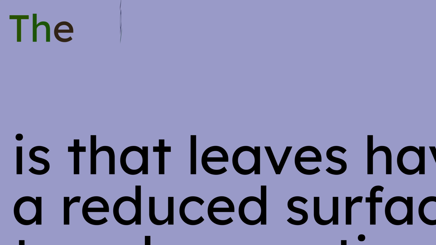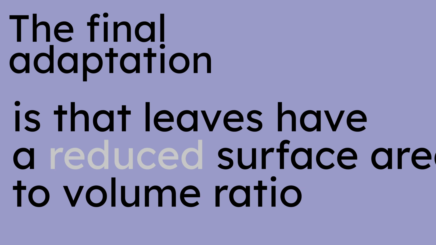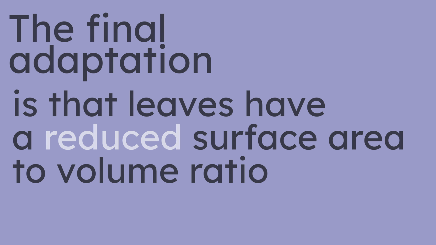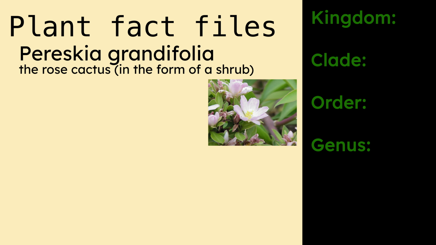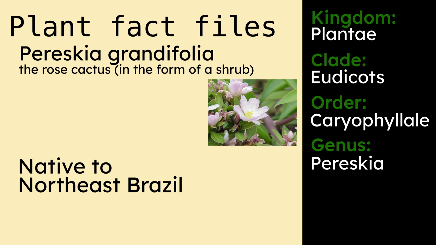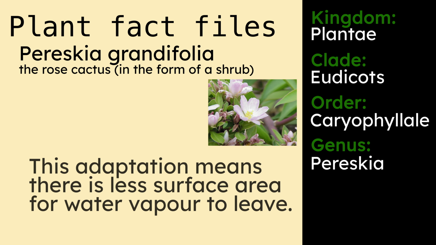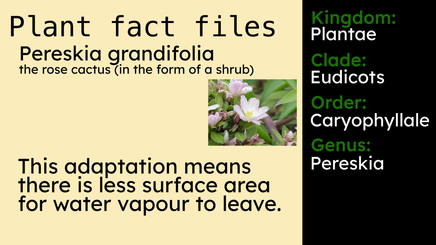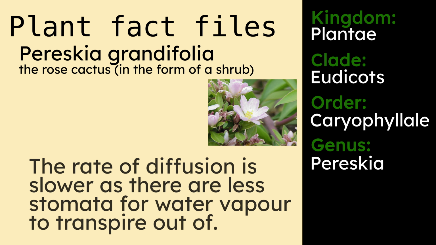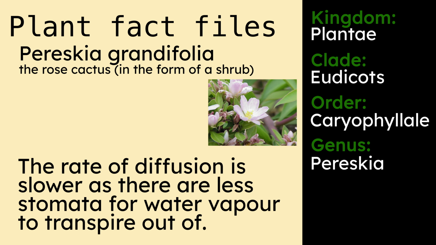The final adaptation is that xerophytes' leaves have a reduced surface area to volume ratio. A plant with this adaptation is Pereskia grandifolia. It is part of the Pereskia genus and the Eudicots clade. It is native to northeastern Brazil. This adaptation means that there is less surface area for water vapour to leave. This means the rate of diffusion is slower, as there are fewer stomata for water vapour to transpire out of. In turn, this reduces water loss.